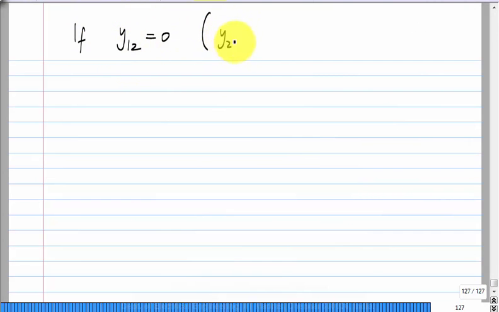And I'll assume that Y21 is not equal to 0. Otherwise, it's just two separate circuits. If Y12 and Y21 are both 0, it's just two resistors on the two sides, right? There's nothing interesting in this at all. I mean, there's no meaning in even calling it a two port.